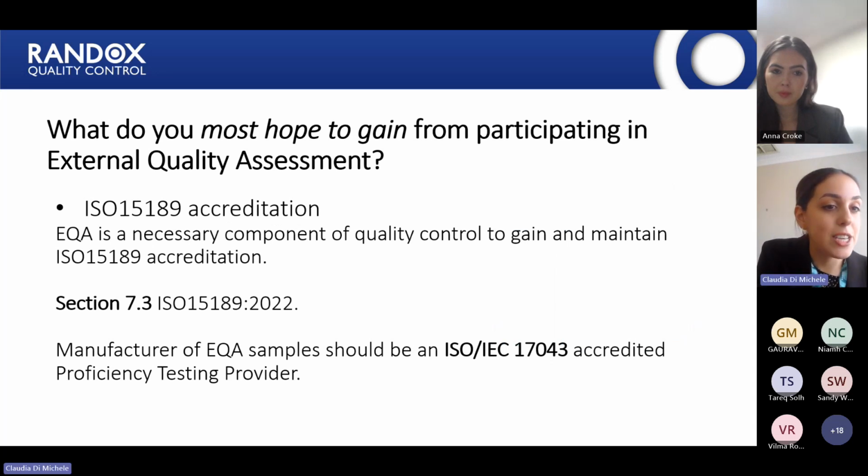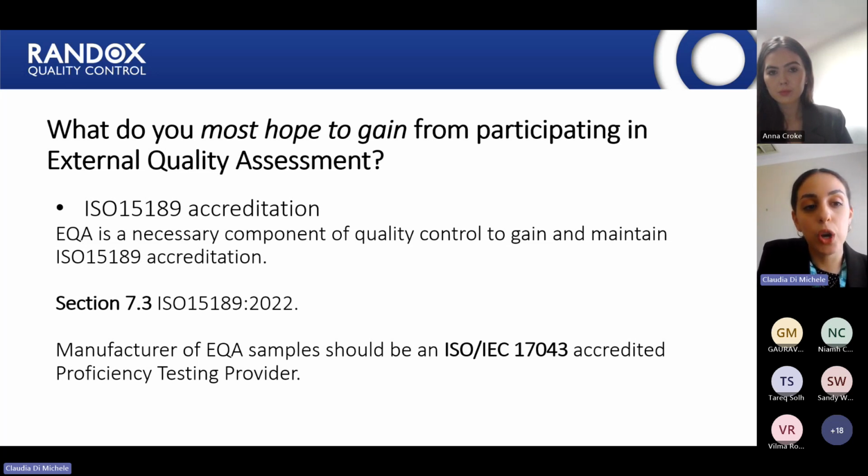So maybe you answered you most hope to gain or maintain your ISO 15189 accreditation. Definitely, it is a necessary component of quality control to gain and maintain your accreditation. And you'll find the statements on this in section 7.3 in the most recently updated ISO 15189 guidelines.